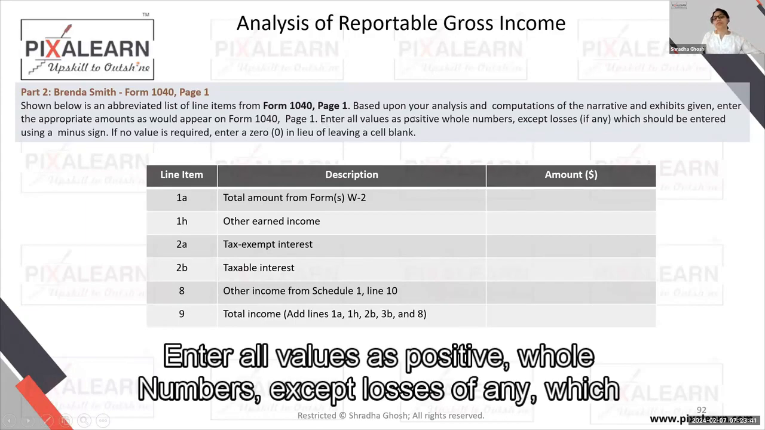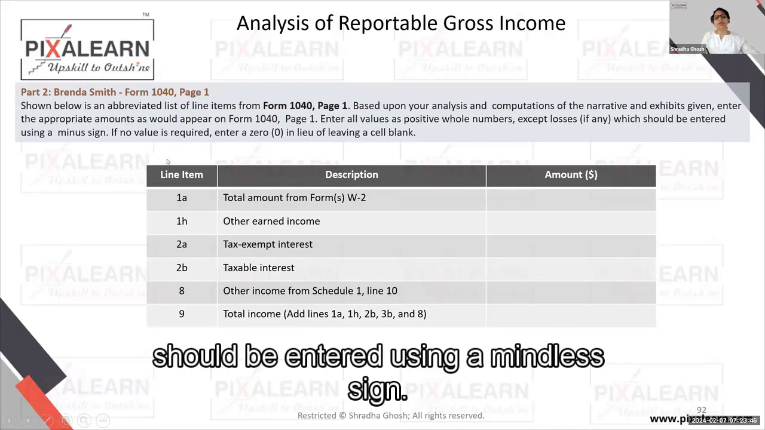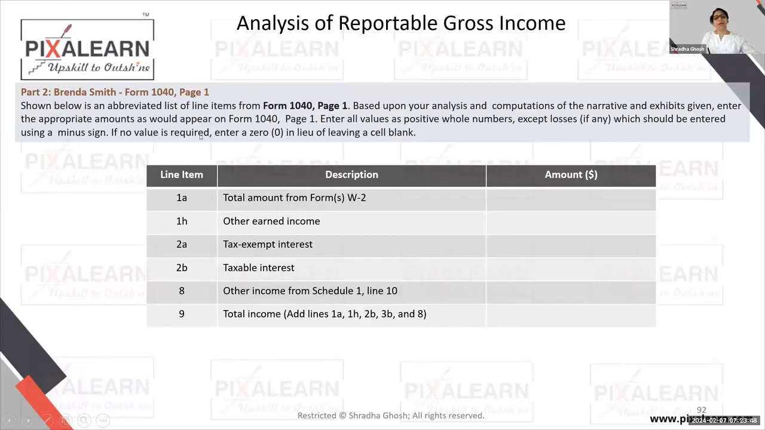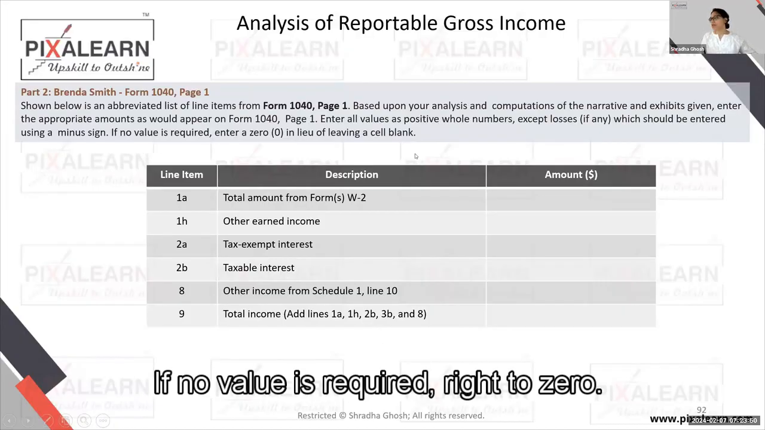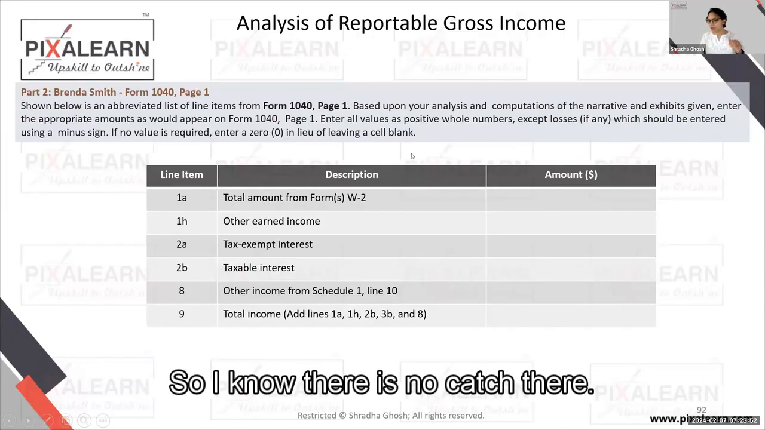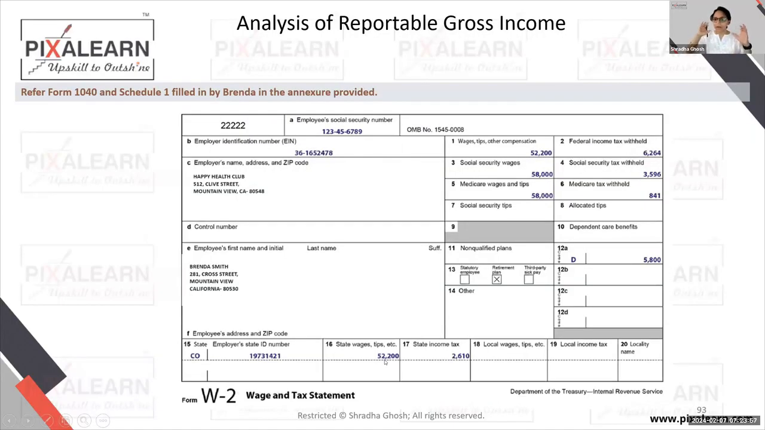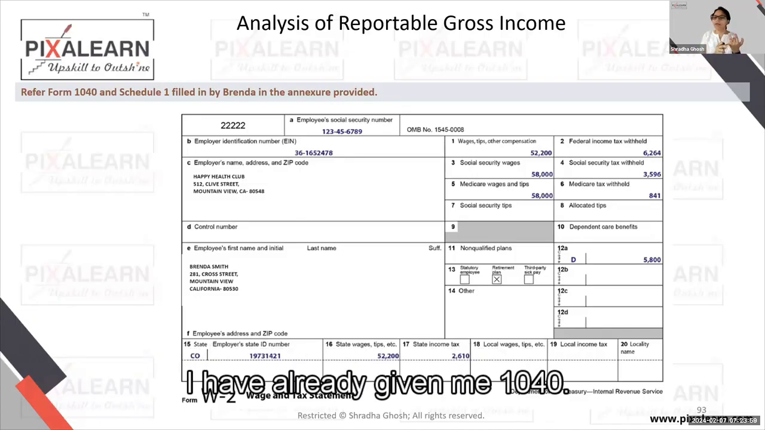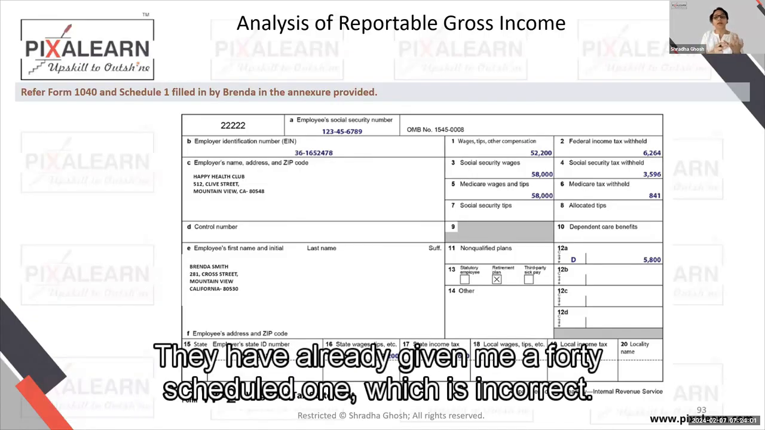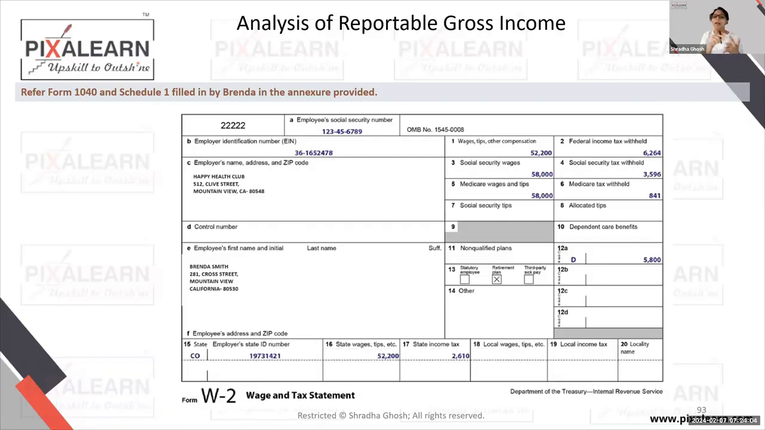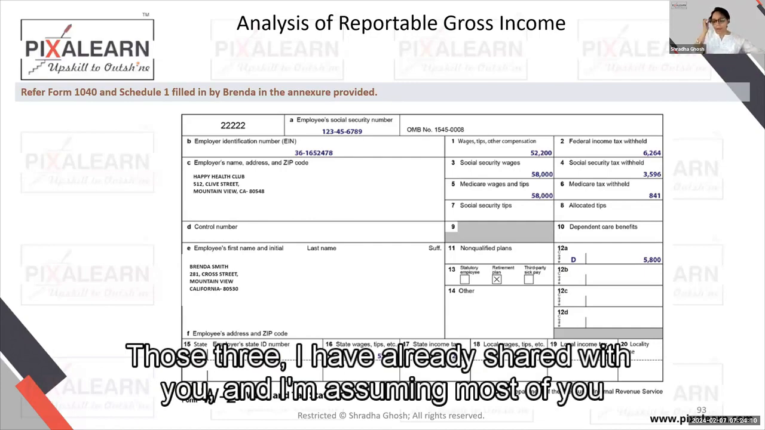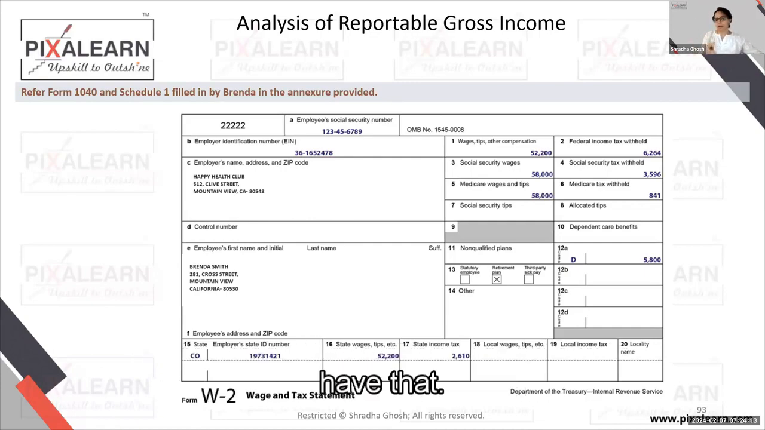Enter all values as positive whole numbers except losses if any, which should be entered using a minus sign. If no value is required, write a 0. Again, it's the same thing, so I know there is no catch there. Then what do I do? Then I look at the data. So I know I'm looking for certain figures. They've already given me 1040. They've already given me 1040 schedule 1, which is incorrect. And they've already given me schedule K1 of S corporation. Those three I have already shared with you, and I'm assuming most of you have that.